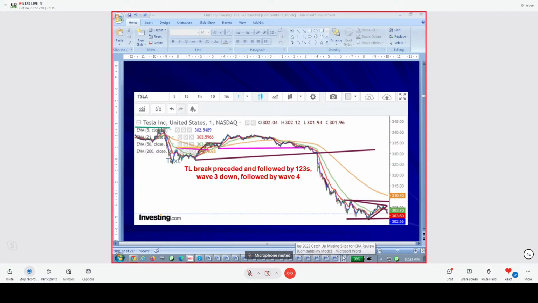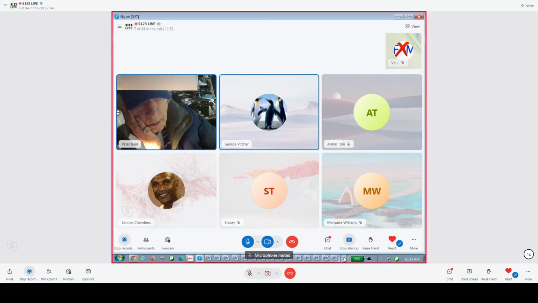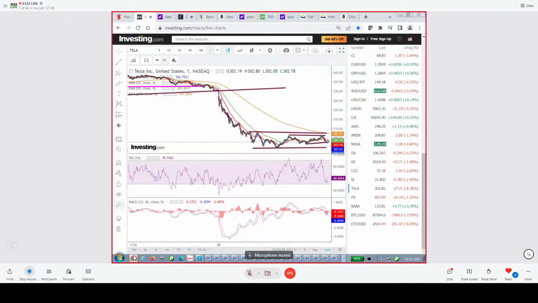So I'm going to see if I can get back to my chart here, and here we are.